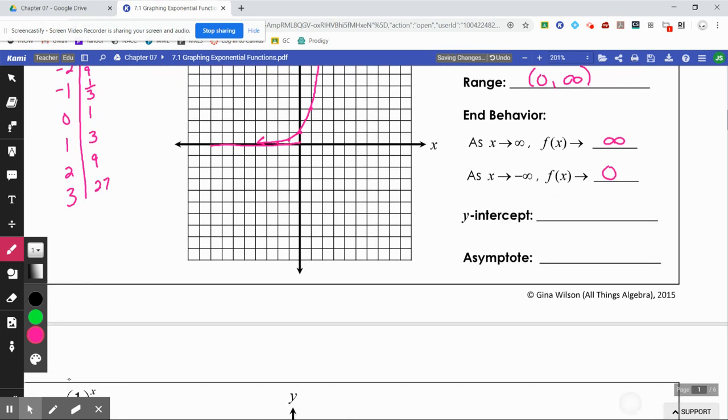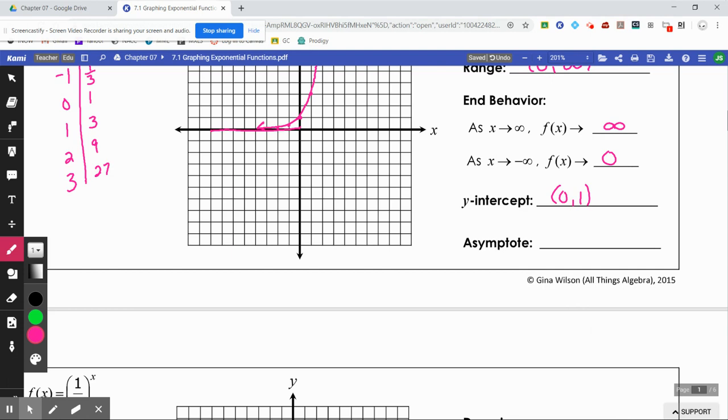Your y-intercept is again (0, 1), because if you plug in 0, anything to the 0 power is 1. And that asymptote line again is the x-axis, which is located at y equals 0.